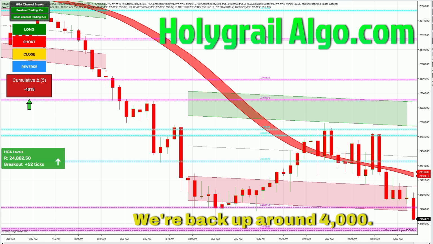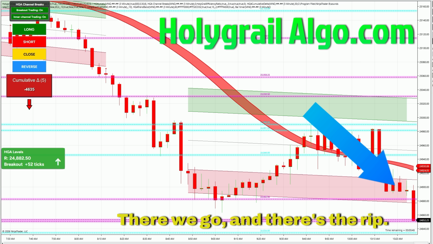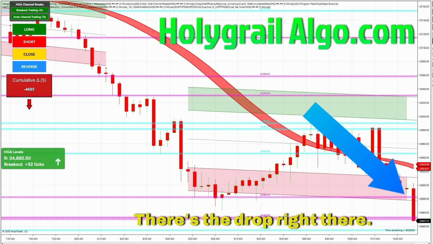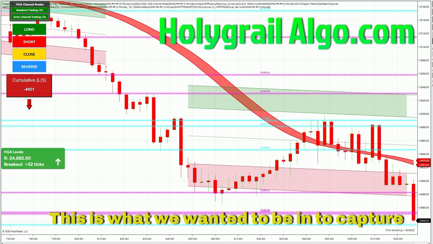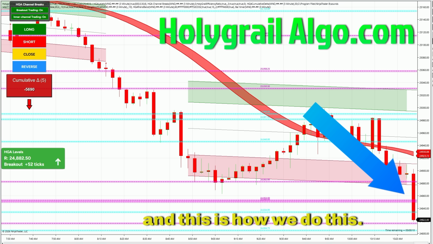We're back up around 4,000. There we go, and there's the rip. There's the drop right there. This is what we wanted to be in to capture this trade, and this is how we do this.